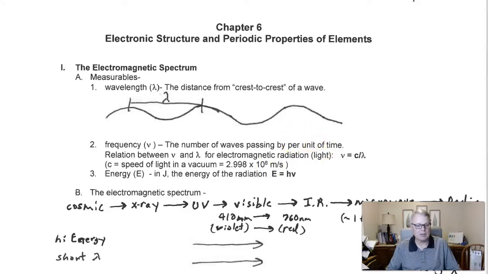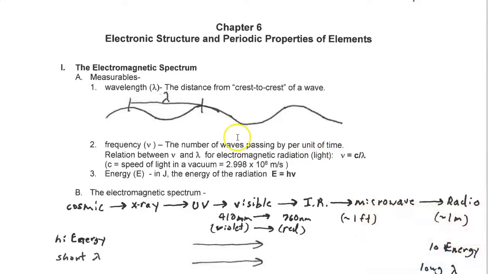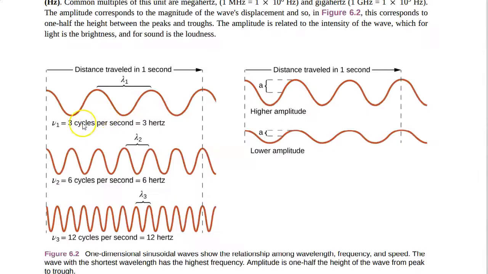So what are some things we need to know about waves to be able to discuss this in a logical manner? Well, the first thing is something called the wavelength. The wavelength is the distance from crest to crest or trough to trough in a wave, or really just one repeatable unit. For example, here's a little sine wave like this. The wavelength would be the distance from crest to crest, so here to here.